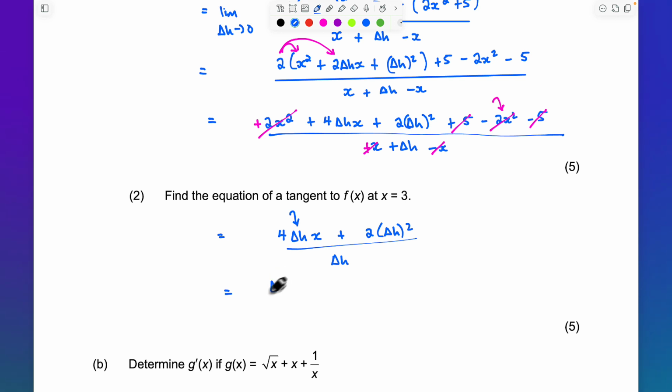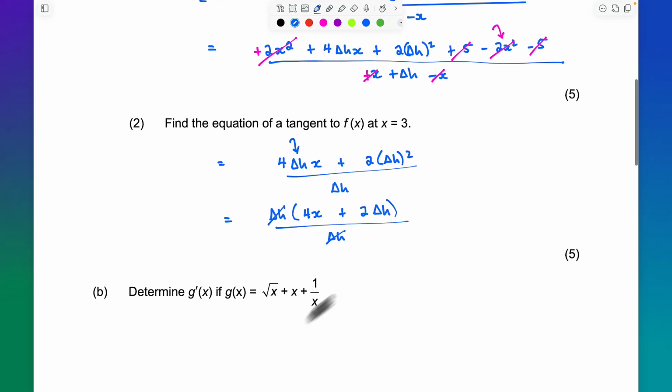If you factor out the delta H at the top, you're left with 4x over here because you've removed your delta H, and then plus 2 multiplied by, remember you've taken out one of these delta H's, so you're only left with one of them. And then at the bottom, you have delta H. Those two cancel each other out, one at the top, one at the bottom. We're running out of space again, so let's just write this as 4x plus 2 times delta H.